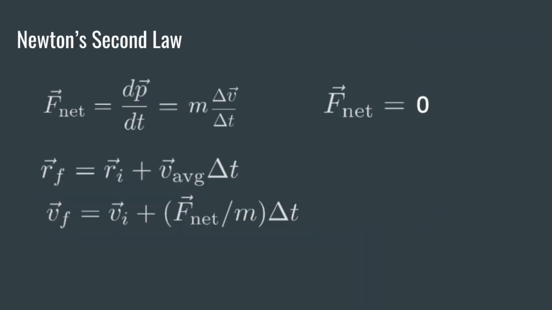So these are the formulas that I used for the models from Newton's second law. So there's the net force formula, which can be written as mass times the change in velocity over the change in time, which will be 0 because the change in velocity is 0 for the ball. And then this is a position update formula and the velocity update formula, which I will use in the GlowScript model.